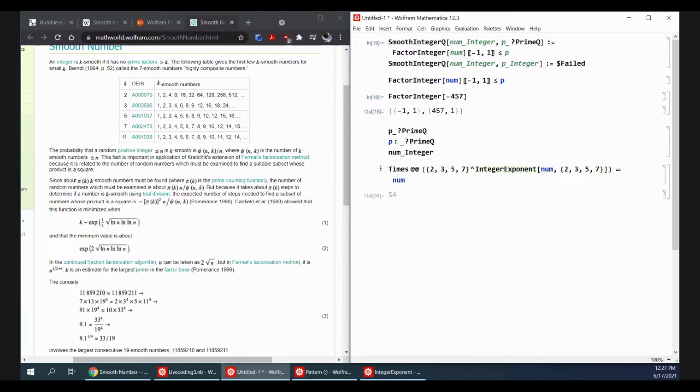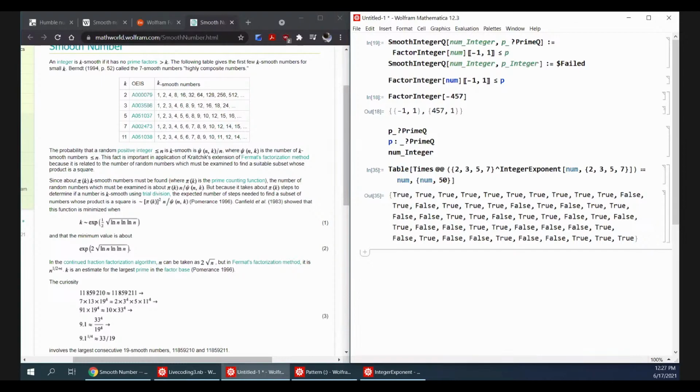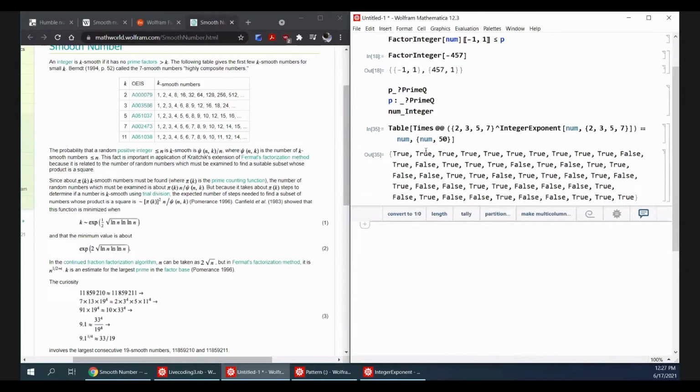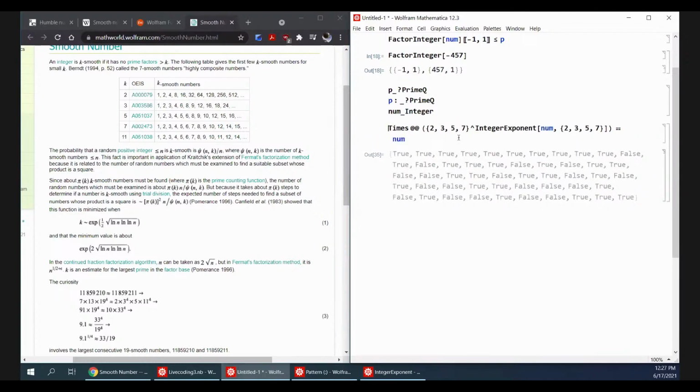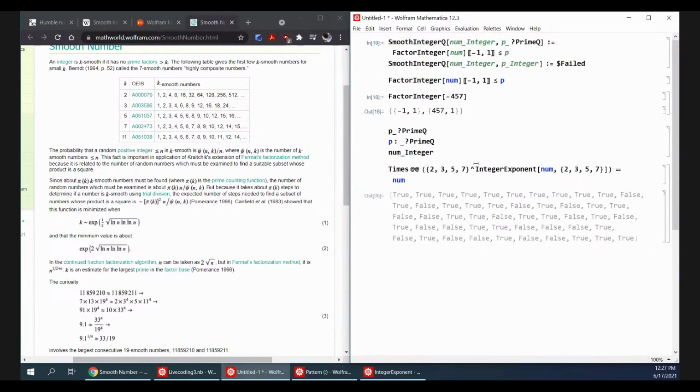That's a clever way of doing it. For example, we can do this for the numbers up to 50, and we see that 11 was false, and some other ones were false. That actually wasn't as illuminating as I expected. But basically, this is another way that we can test whether a number is humble, has only prime factors less than or equal to 7.